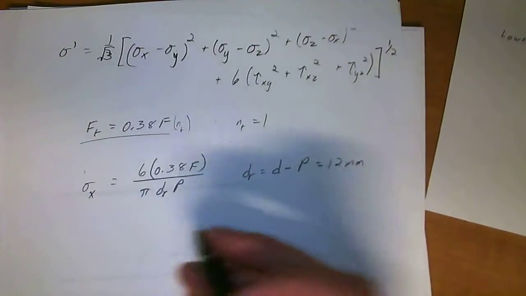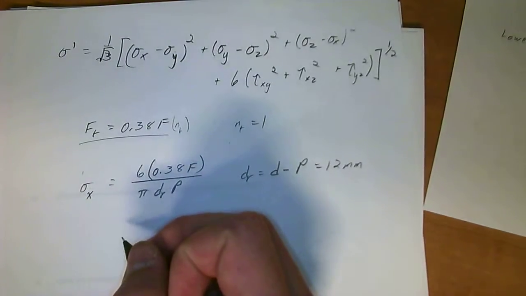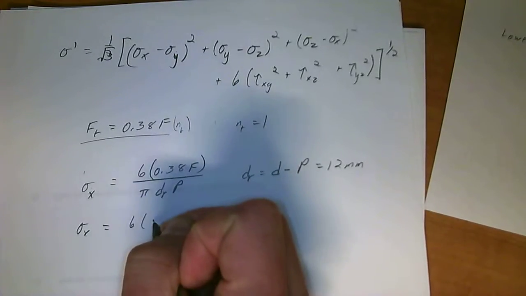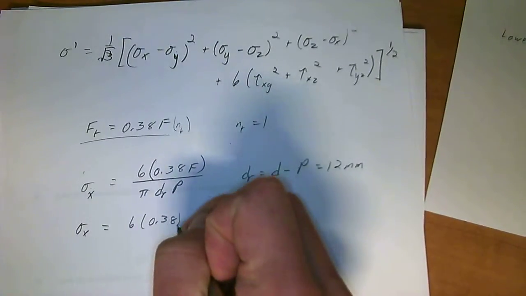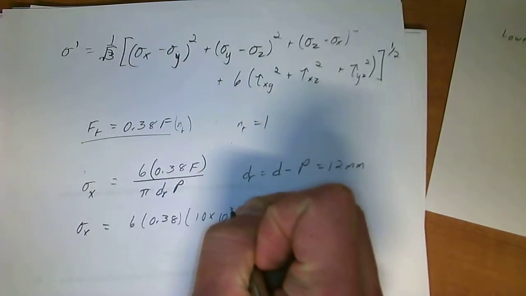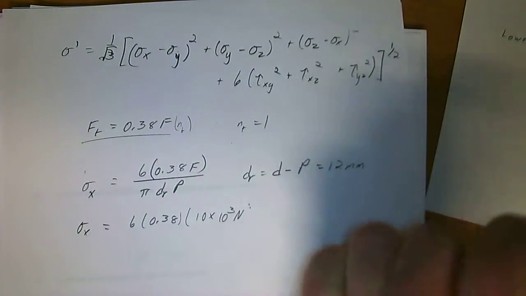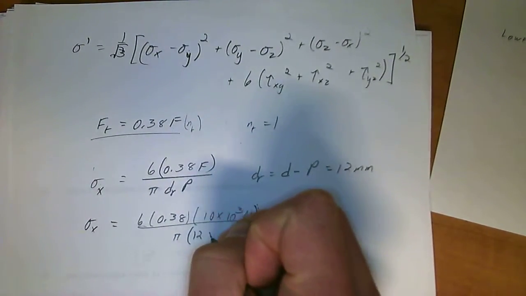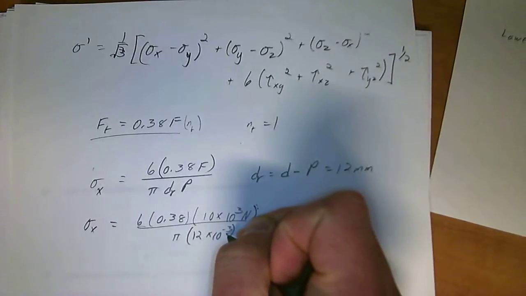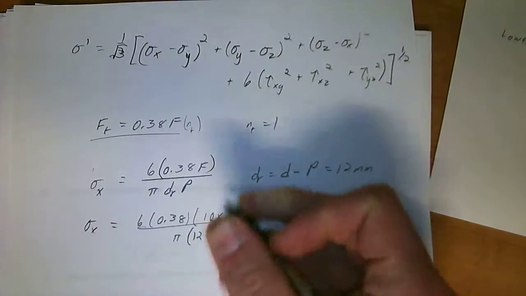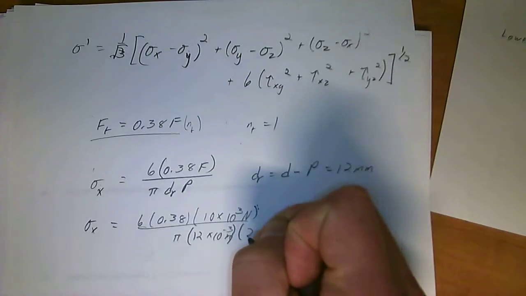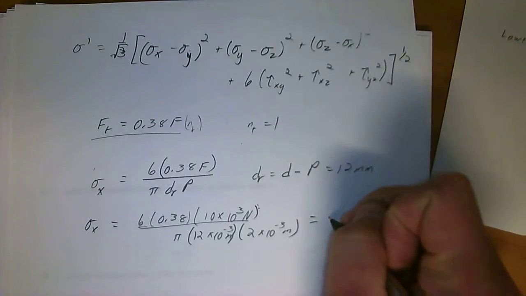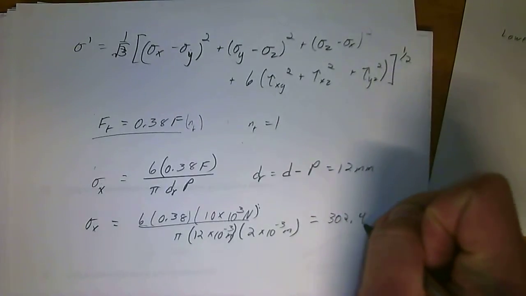So, sigma x, if you calculate that all out, sigma x is equal to 6 times 0.38 times the force, which is 10 times 10 to the third newtons, the force acting downward on the screw, all over pi times 12 times 10 to the negative third meters, sorry, it's meters, that's not an n, that's an m, times 2 times 10 to the negative third meters. You multiply that all out and you get 302.4 megapascals.